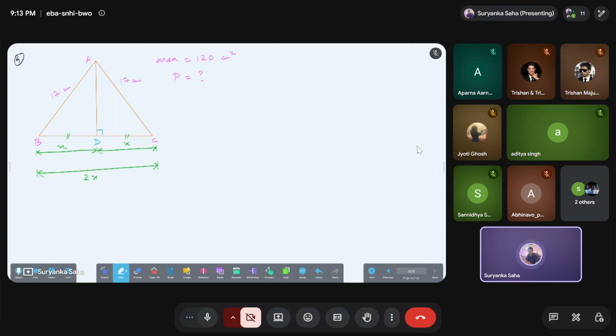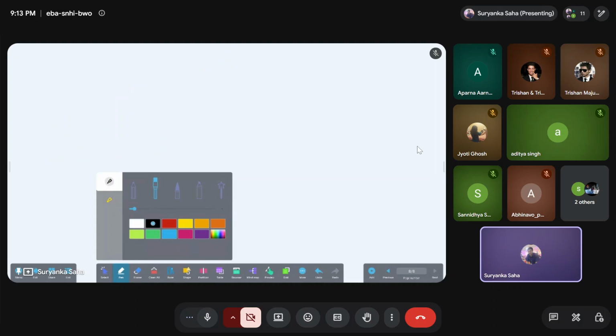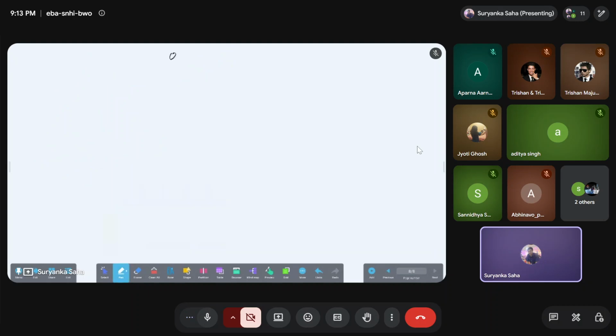Leave the problem. We will now move on to quadrilaterals. Triangle is over, okay? Now quadrilaterals.